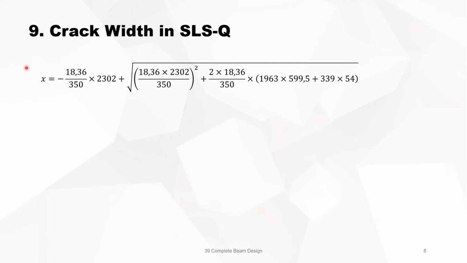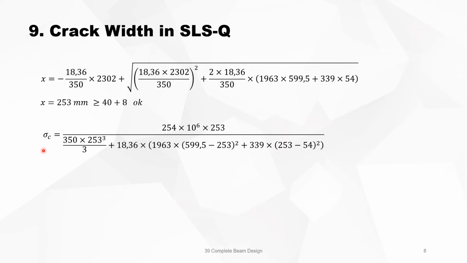Then for the crack width, we calculate the depth of the neutral axis of the cracked section. It's 253 millimeters, which is bigger than the 40 plus 8, so that's okay. And then again, the stress in the concrete, but this time in SLSQ, it's 9.9, and it must be lower than 0.45 FCK, which is 13.5. So that is okay.